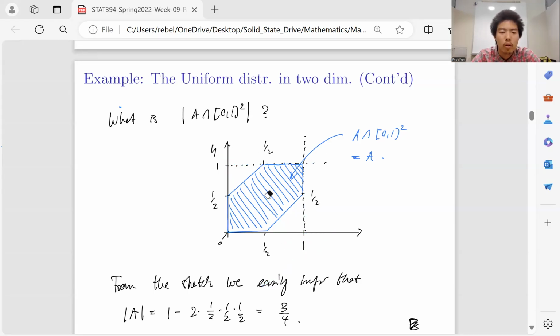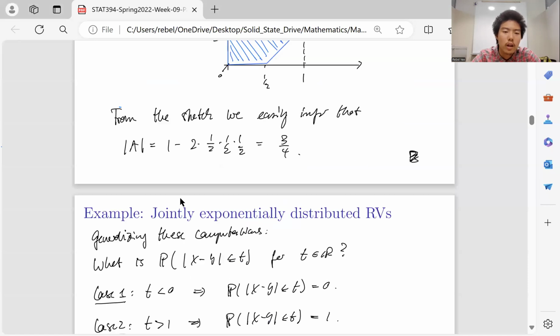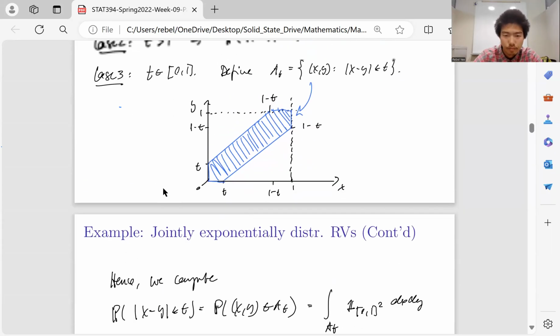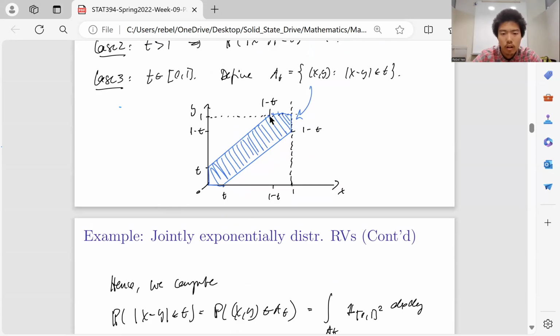So the only meaningful value that is interesting to discuss is when t is in the range of 0 to 1. So we can define this region as the set of (x, y) such that x minus y is smaller or equal to t, and we're going to discuss that. If t is in the range of 0 to 1, then there are two lines which lie in the region of the square, and we're going to find the middle value, the value between them, right?